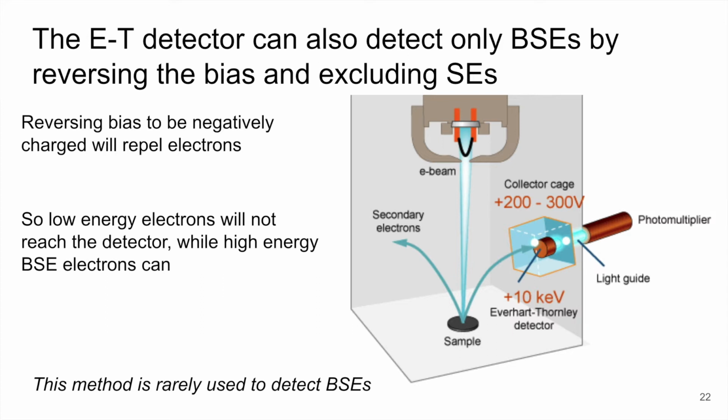The backscattered electrons, those have really high energy. They approach what the incident beam is. And so they feel the negative bias of the collector cage, but they have high enough energies to overcome it. So basically, reversing the bias will repel all electrons, but lower energy electrons can't overcome that force, whereas the higher energy backscattered electrons can, and they make it to the detector. So we can modify this ET detector to detect backscattered electrons.